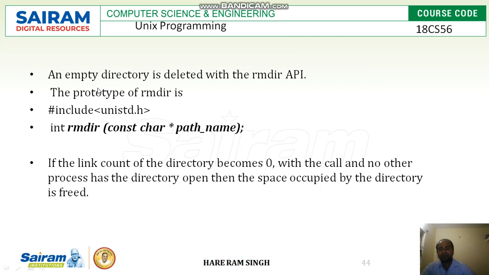Similarly, if you want to remove or delete a directory, we can use the rmdir API. An empty directory is deleted with the rmdir API. But make sure that if you are deleting a directory, no file should be present in that particular directory. So the prototype for removing a directory is #include <unistd.h>, int rmdir(const char *path_name).